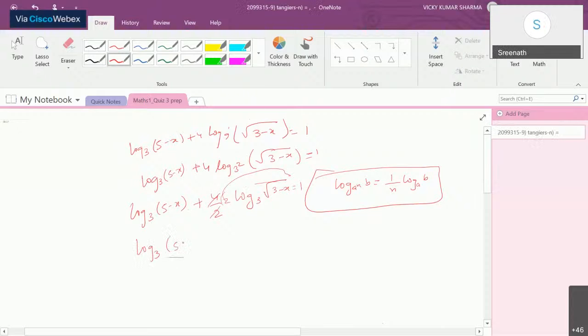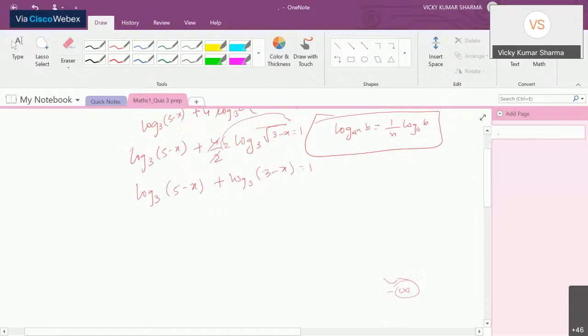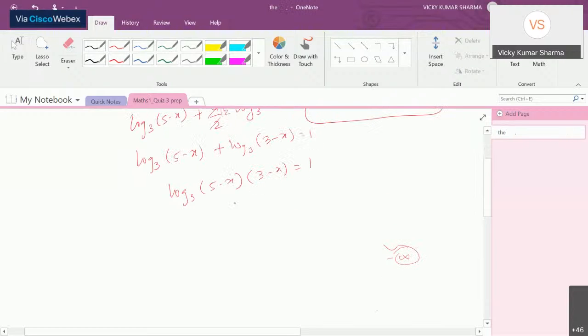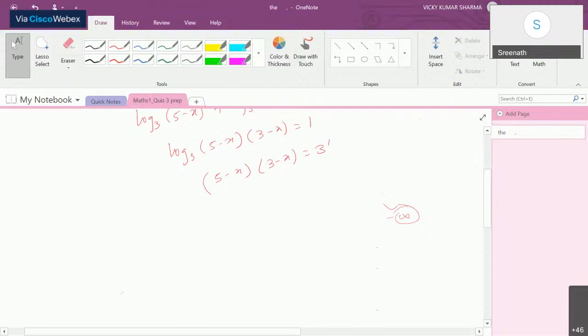Yeah. So then you'll have this thing coming in. So log of 3 minus x is equal to 1. Clear? Log 3 of (5 minus x) into (3 minus x). So this you can write as (5 minus x) and (3 minus x) is equal to 1. Now this thing can be further written as (5 minus x) into (3 minus x) is equal to 3 to the power of 1. Correct?